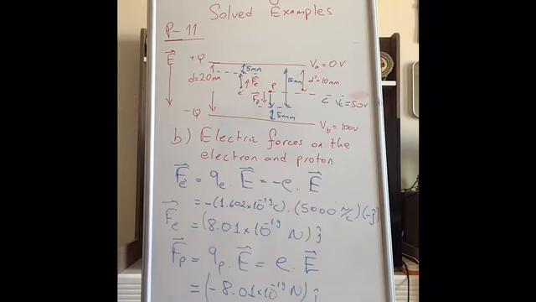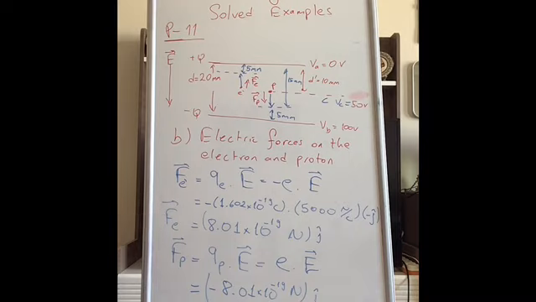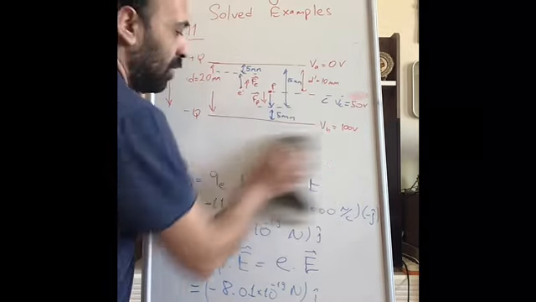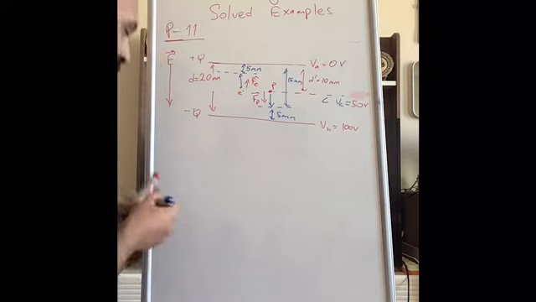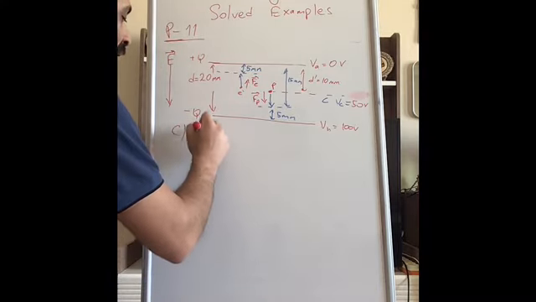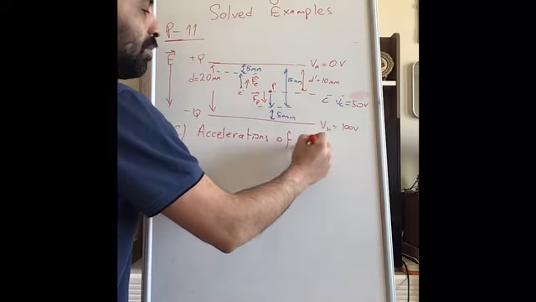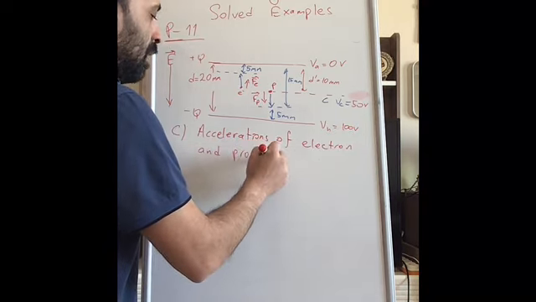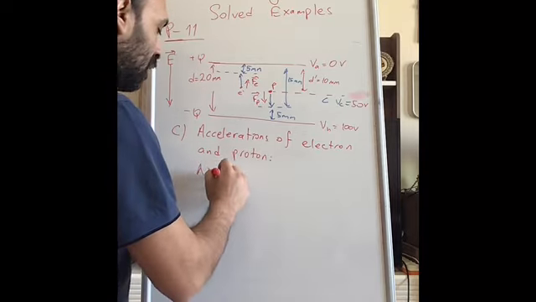Now the third part is asking what are the accelerations of the electron and proton under these forces, and we need to use Newton's second law to answer this problem, right? So let me just clean up here for part C. All right, C is asking the accelerations of electron and proton. We already calculated the force in part B, so we can use Newton's second law.